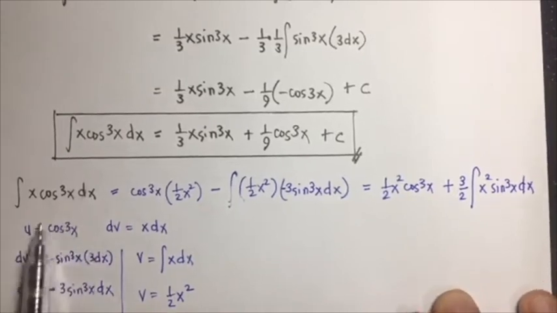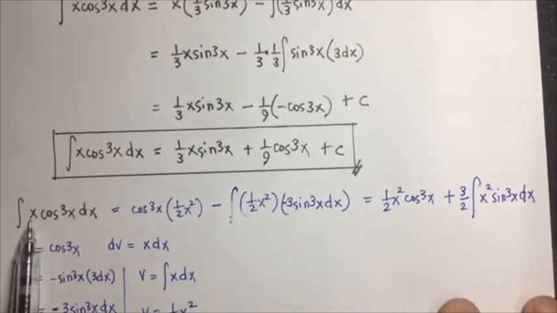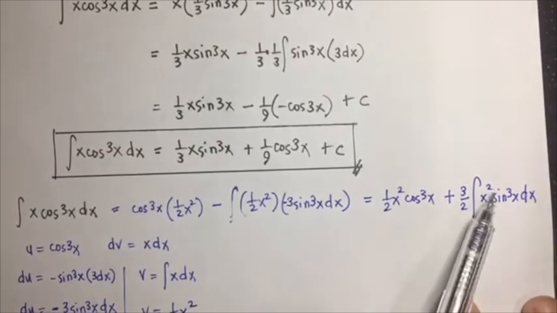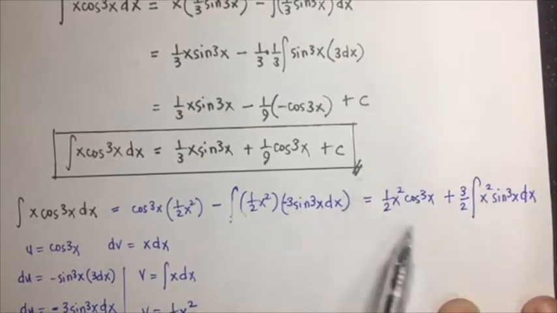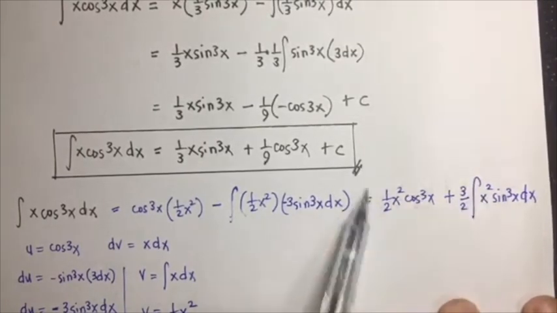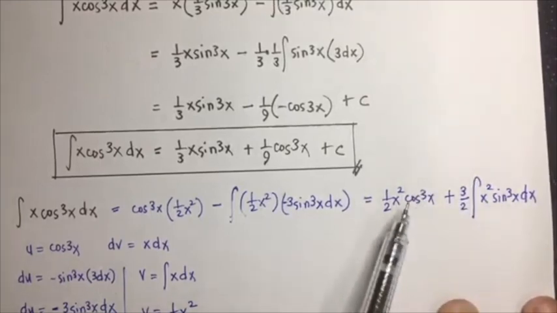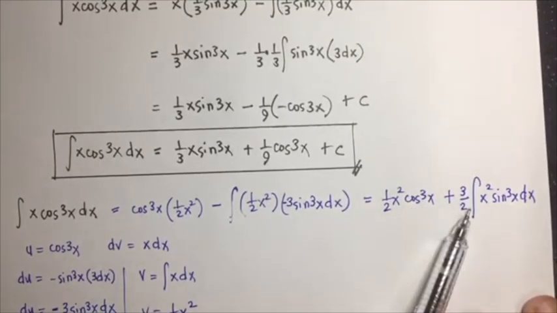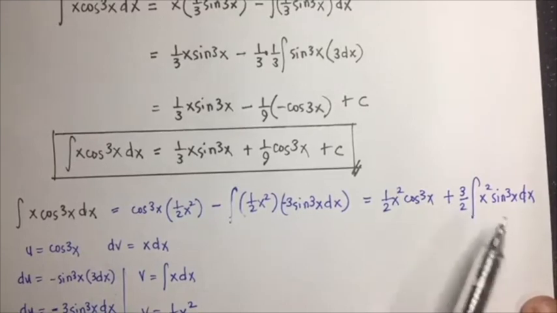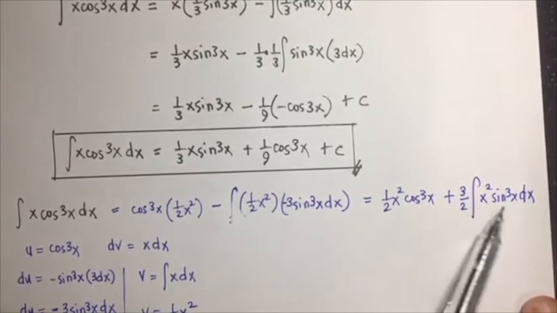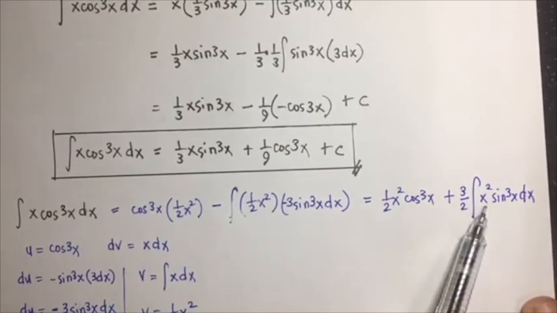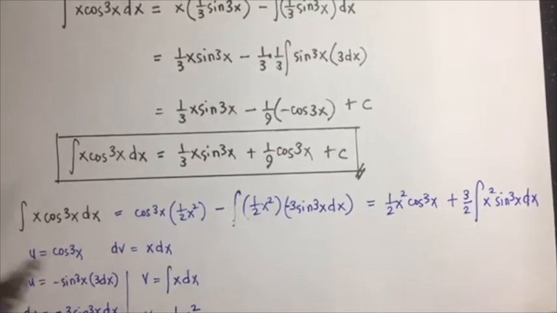Okay, so in our original integrand, the exponent of x is only 1. Here, it became 2. So therefore our integral became more complicated. And if we use another integration by parts here, using x squared as our u, then it will get more and more complicated.